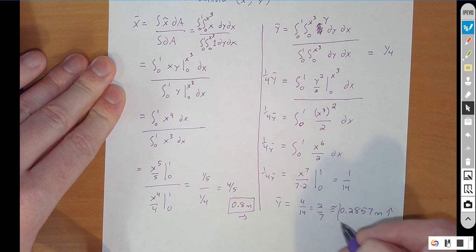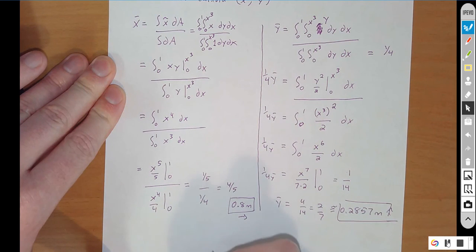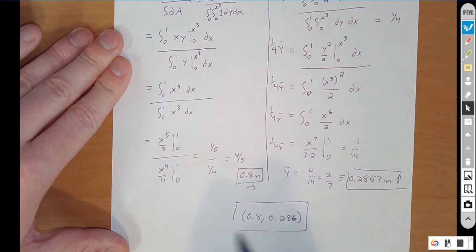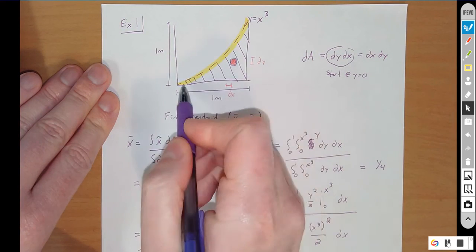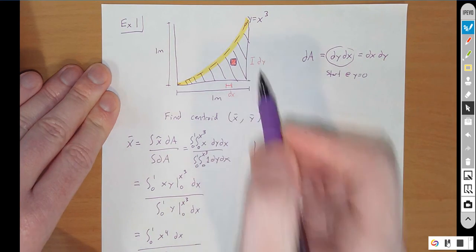All right, and so we could say the centroid is at 0.8, 0.286. So that's where the centroid is. And again, as we go back up here, that makes some sense. 0.8 puts us over here, 0.2 puts us down here. So logically, it also makes sense.